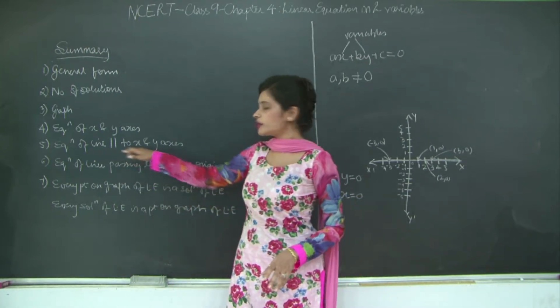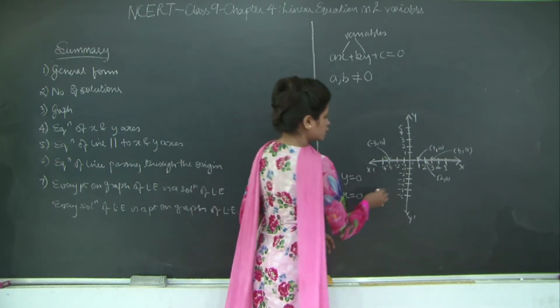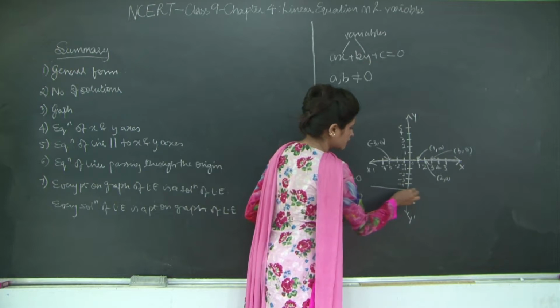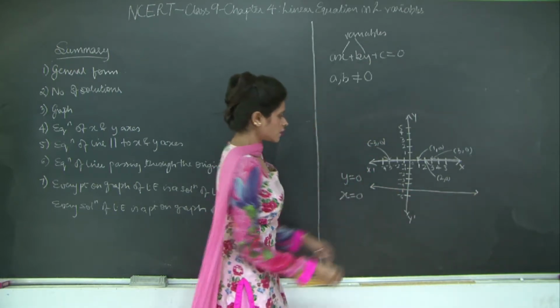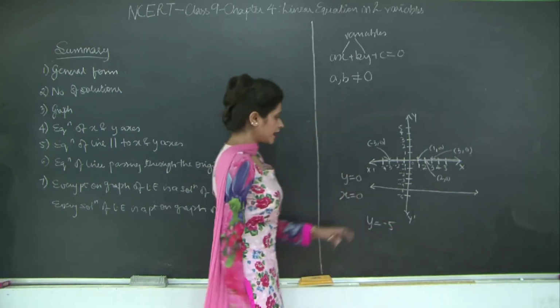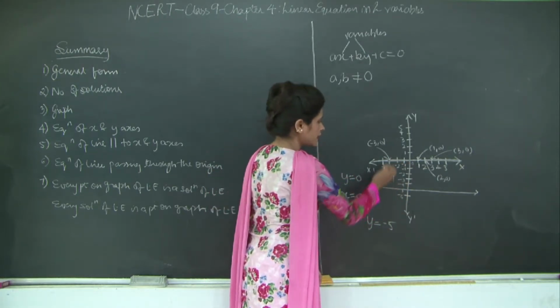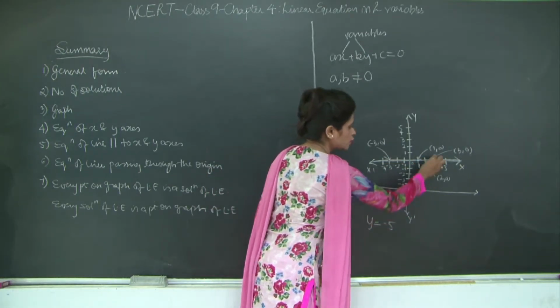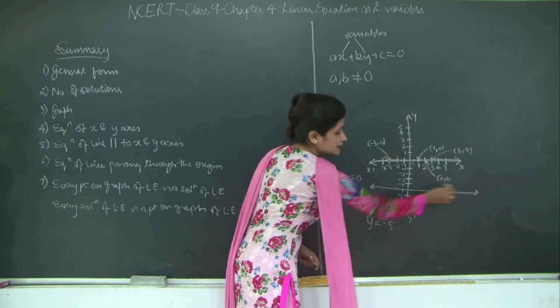Moving on, equation of a line parallel to the x-axis and y-axis. So let's say I am drawing this line parallel to my x-axis. This is of the form y is equal to minus 5. Correct? So the value of x can change. The value of x could be minus 2, minus 3, minus 4, or 1, 2, 3, 4, 5 and so on. But the value of y, if you notice, is the same.